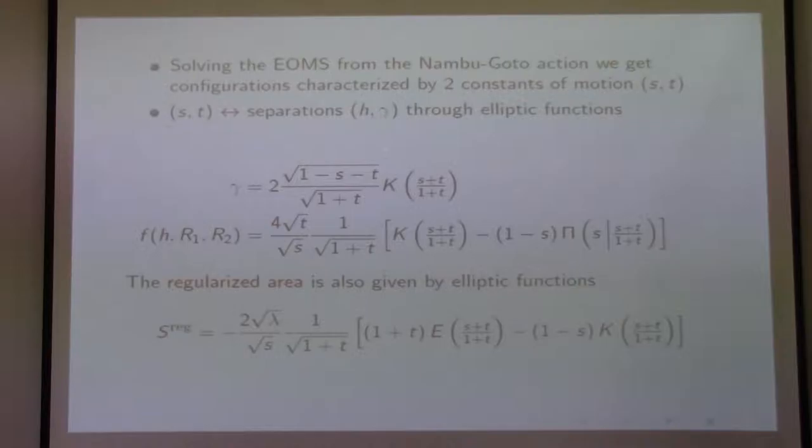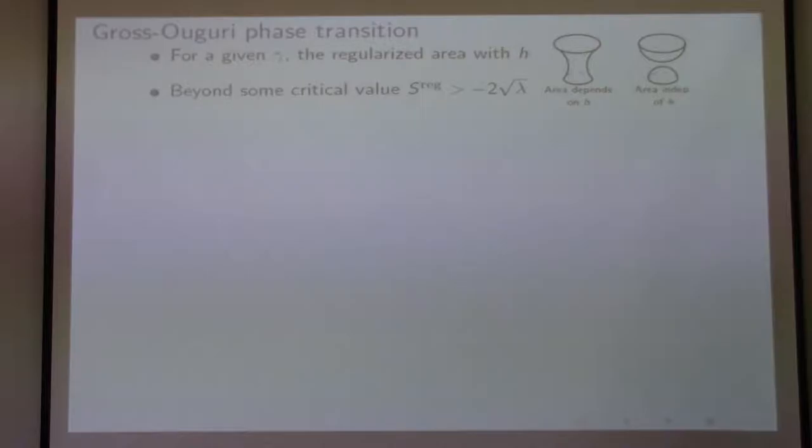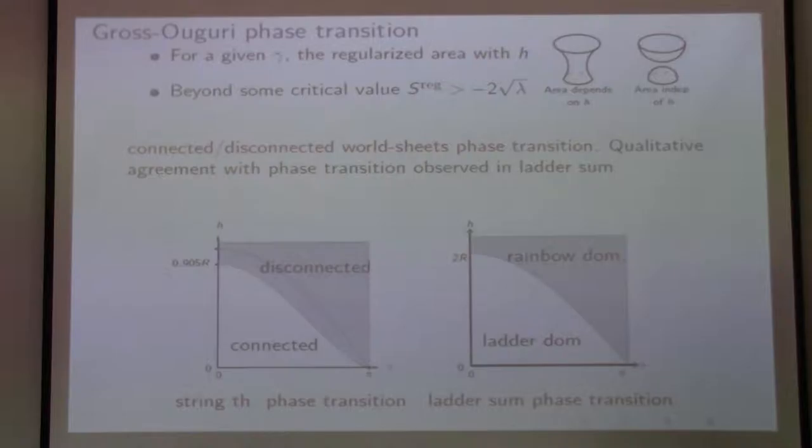This is a problem that you can solve in terms of two points of motion, which in a very complicated fashion encode the physical constants h and gamma, the space separation and the velocity separation. And the relation between them is through some elliptic functions. It's not explicit, but somehow you can express everything in terms of H and R, if you want. Then you compute the regularized area of this solution, and you get again some complicated expression in terms of elliptic functions, somehow a function of H and R.